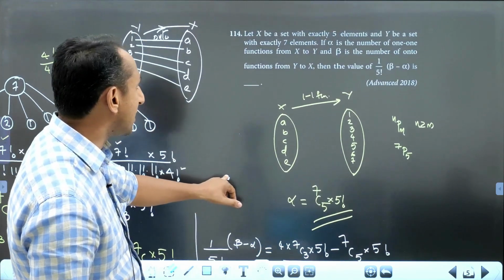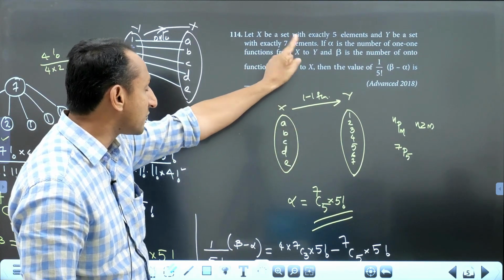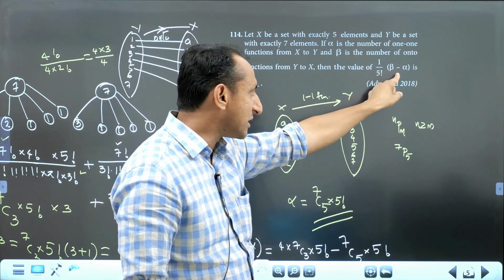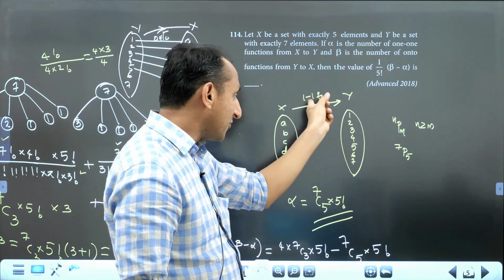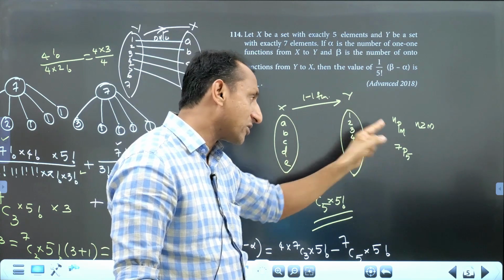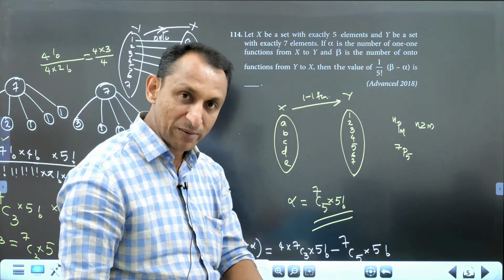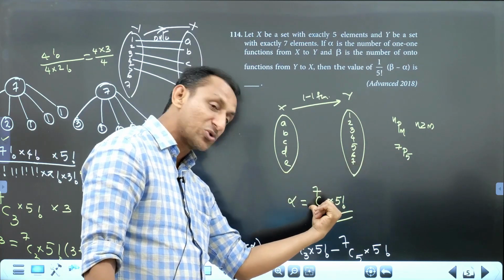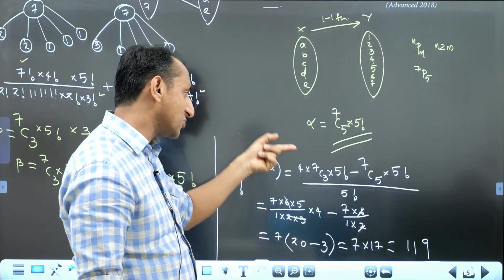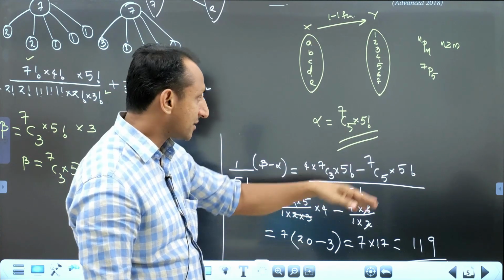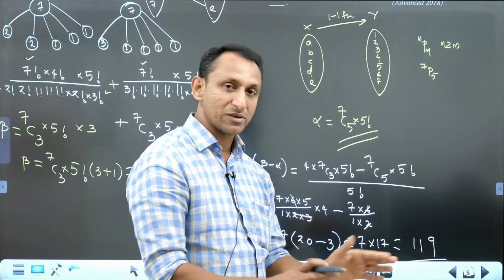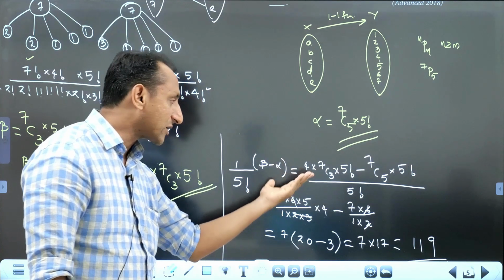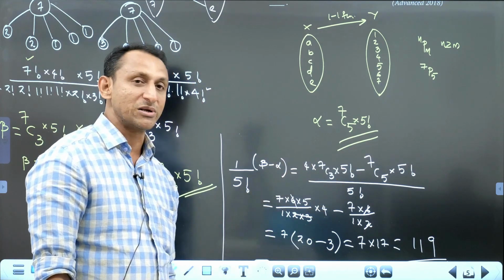This says that beta is the number of onto functions and alpha is the number of one-one functions. Here we evaluate 1 by 5 factorial into beta minus alpha. There is a formula for the number of one-one functions, that is 7P5. If you write in terms of 7P5, it is converted into this form, which helps to simplify the question. Or you can evaluate this term directly and find the answer. Converted to this form, you take 5 factorial common, and after that you easily simplify and get the answer.